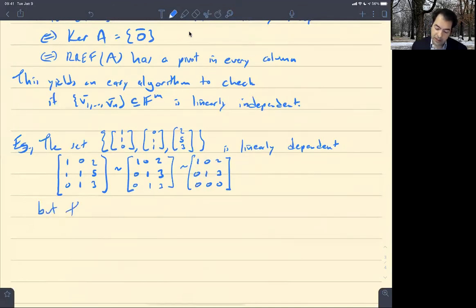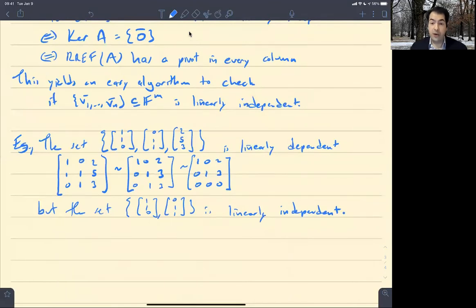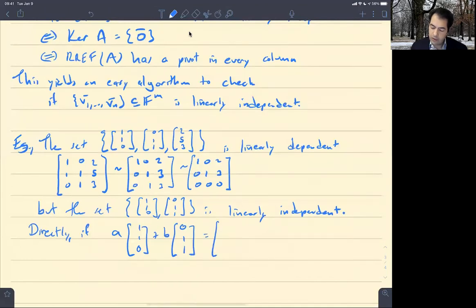So I can say that the set (1, 1, 0), (0, 1, 1) is linearly independent. Right? Directly from our algorithm. Of course, we can also just check this directly. Let's say you had a linear combination of these 2 vectors, and it was equal to 0.